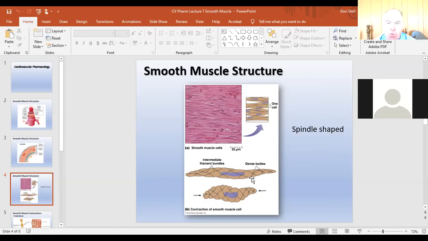And what happens then is, when the actin and myosin are ready to contract the cell, the actin attaches to these dense bodies, and then the myosin attaches to something else, and then they pull. And when they do, it scrunches up the whole cell. So the actin and myosin are pulling on this cytoskeletal structure of the dense bodies with the intermediate filaments attached.